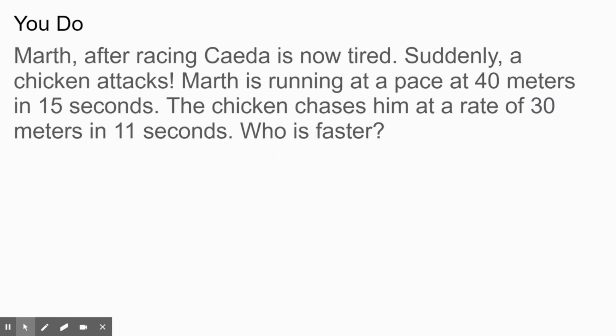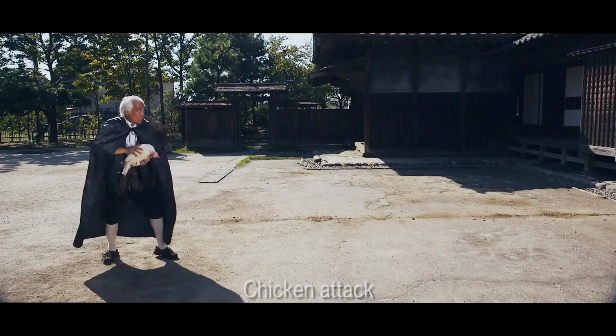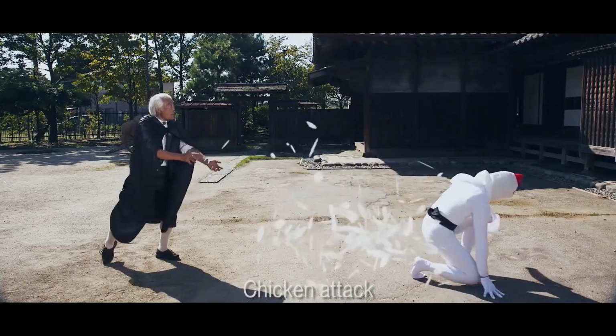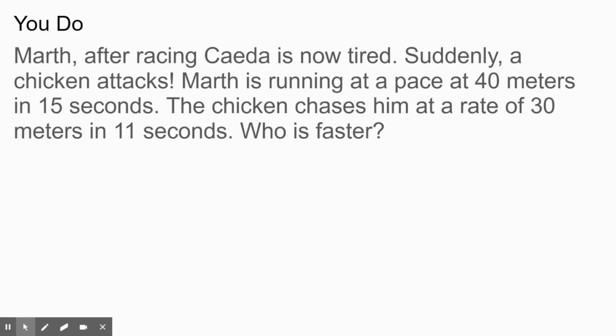Our you-do for today continues our story of Marth and Sita. Marth, after racing Sita, is now tired. He's slowed down a little bit, when suddenly a chicken attacks. Chicken attack! Marth is running at a pace of 40 meters in 15 seconds, while the chicken chases him at a rate of 30 meters in 11 seconds. Again, you're going to figure out who's faster. Do so by making some unit rates. See what you can do.